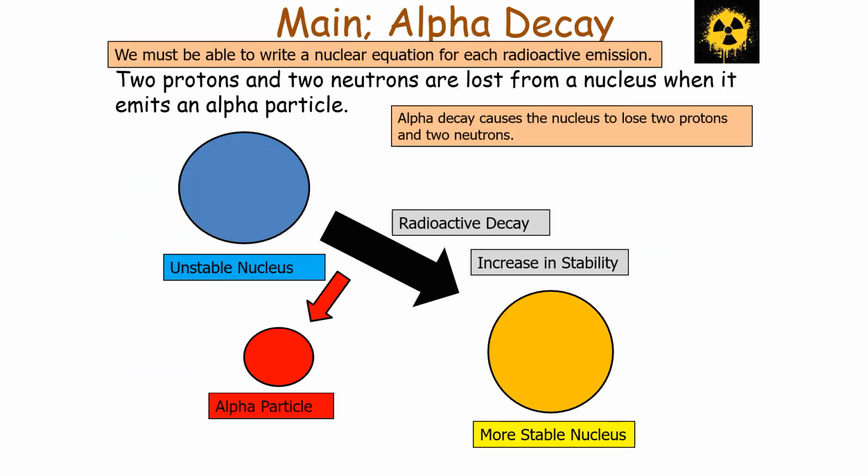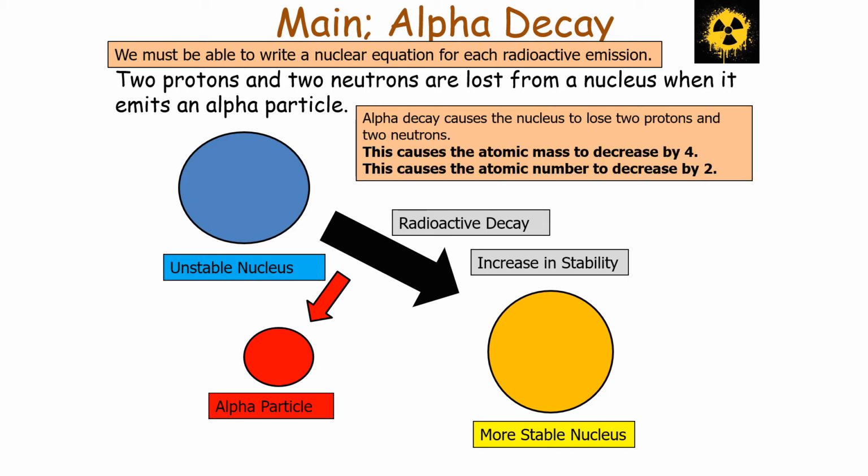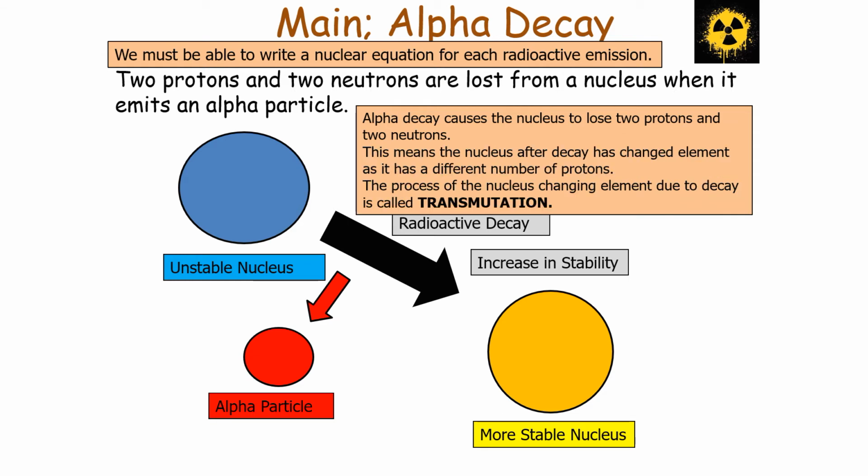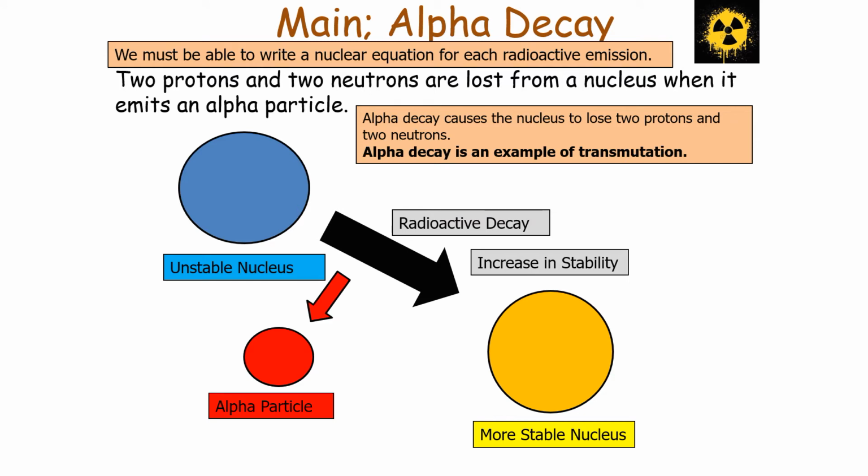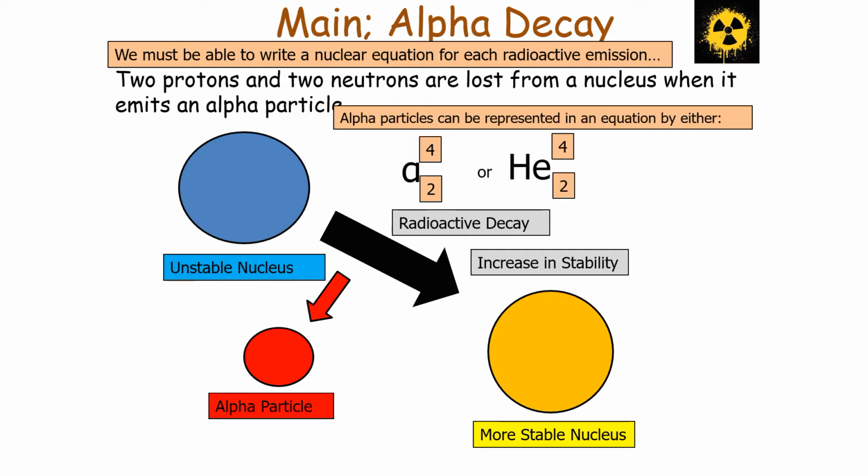So then now let's have a look at what's going on in the alpha decay process. So alpha decay causes the nucleus to lose 2 protons and 2 neutrons, so it causes the atomic mass to decrease by 4 and the atomic number to decrease by 2. So this means the nucleus after decay has changed element as there's a different number of protons. So alpha decay is a process of transmutation as you've made a new element. So it's very important to note that alpha decay is transmutation as it produces a new element after the decay process. Now the alpha particle can be given the symbol 4,2 He.